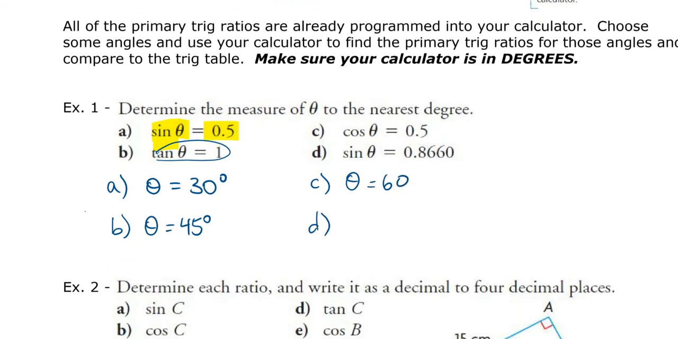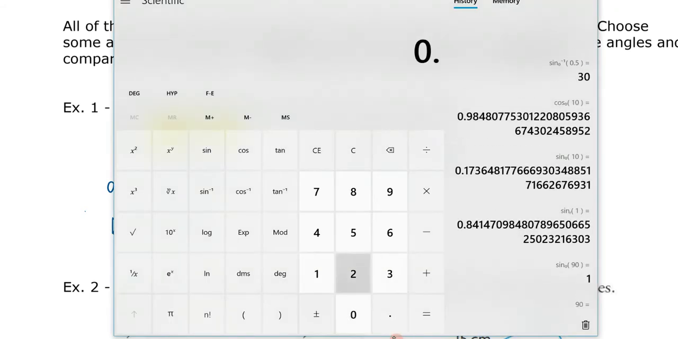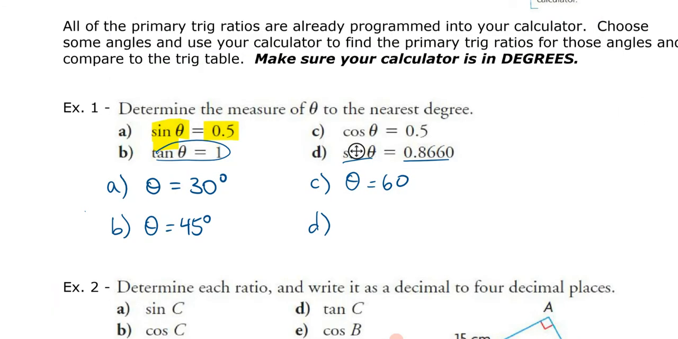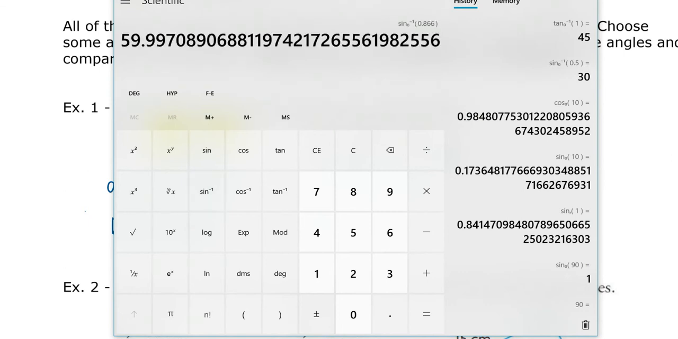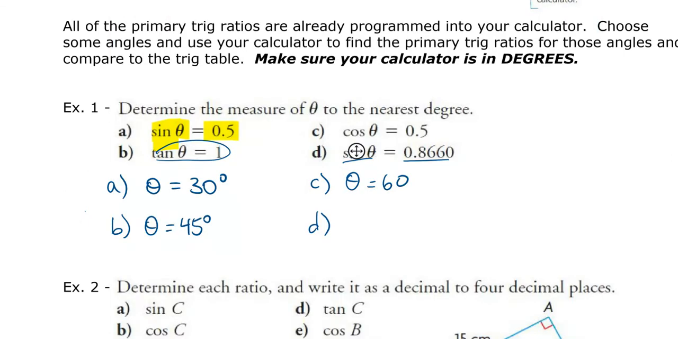And I'll do part D on the calculator. So what's the angle theta when the sine ratio of that angle is equal to 0.866? So if I enter 0.866 and I do the inverse sine, I'll get my angle, about 60 degrees. So theta equals 60 degrees.